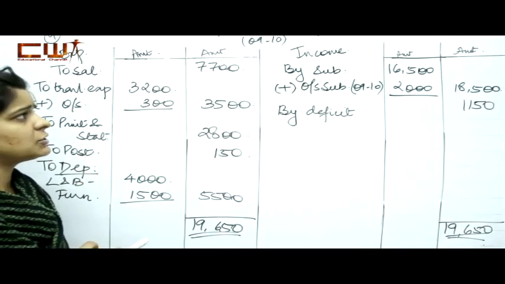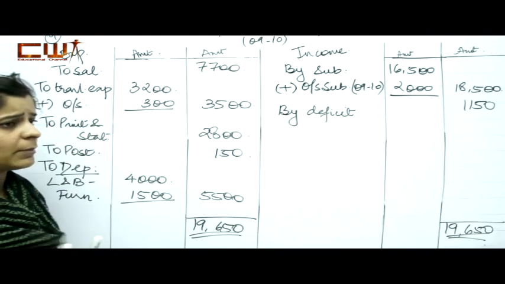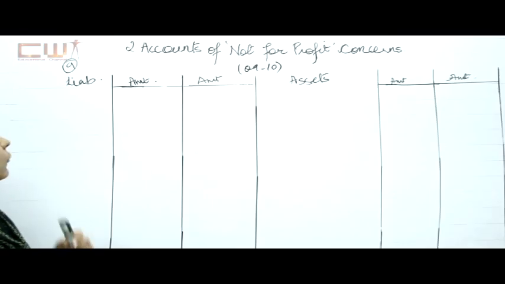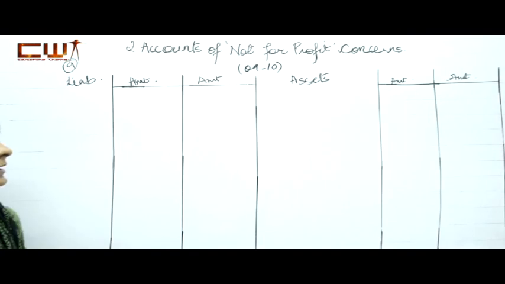We will make the balance sheet. They've asked for the balance sheet also. So let's prepare the balance sheet of numerical number 9. We move on to the balance sheet, liability side and the asset side. Let's see what they say.